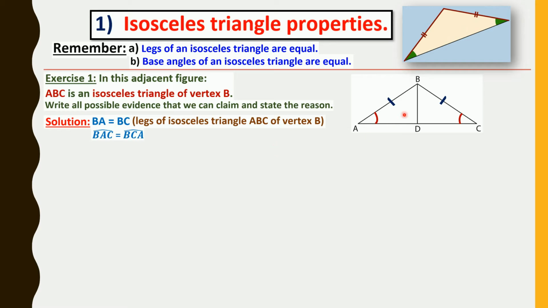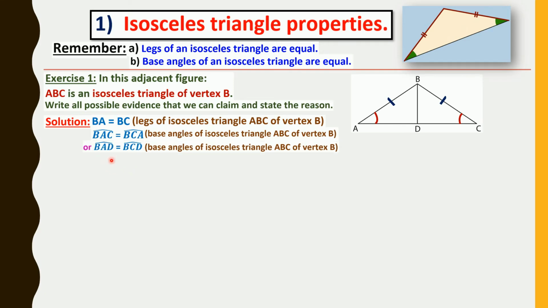Also, BAC equals BCA. Also, it's not a straightforward evidence. We cannot write a given as the reason because these two angles represent base angles of isosceles triangle ABC of vertex B. Also, we can name these two angles BAD and BCD, or BAD equals BCD, base angles of isosceles triangle ABC of vertex B, because the 3 points A, D, and C are collinear points. So we can name these two angles in a different way.